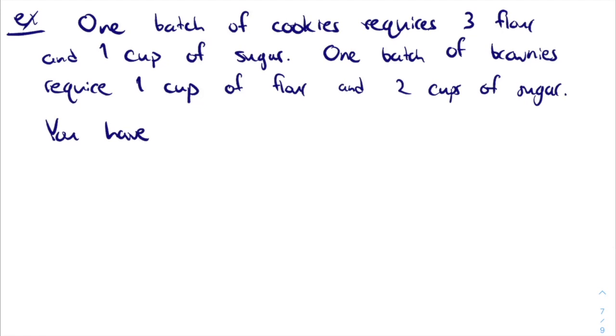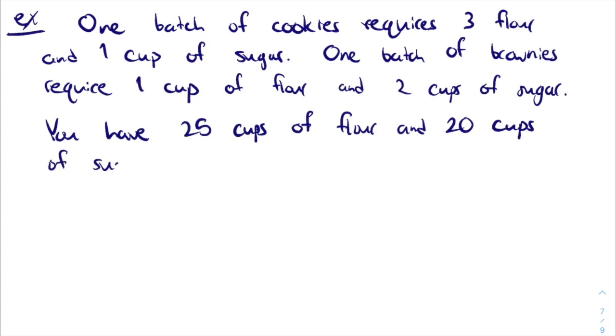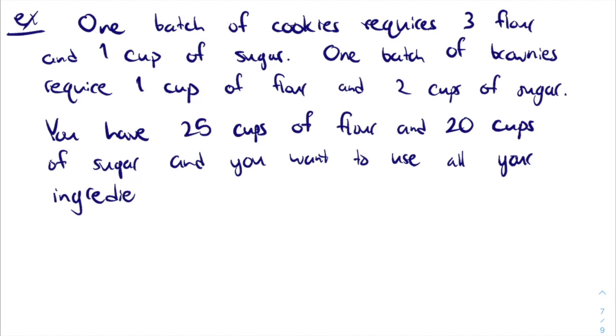If you have 25 cups of flour and 20 cups of sugar, and you want to use up all your ingredients, how many batches of cookies and brownies should be made?